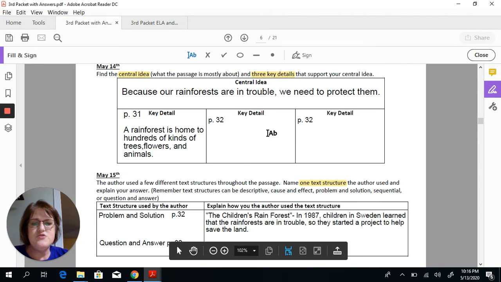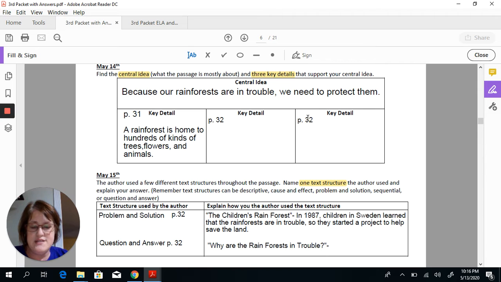Okay, so boys and girls, there's many other details that you could choose. I just went ahead and put page 32 for your other ones so that you can pick some other details that support this main idea. So you can give more reasons why we need to protect the rainforest, or also put in there why the rainforests are in trouble.